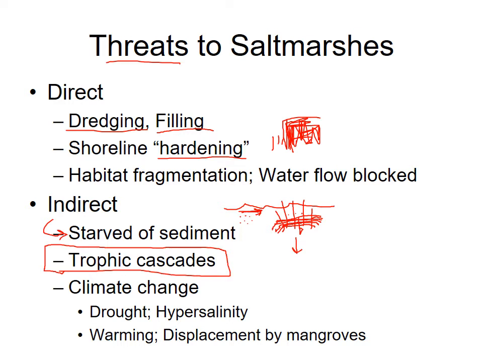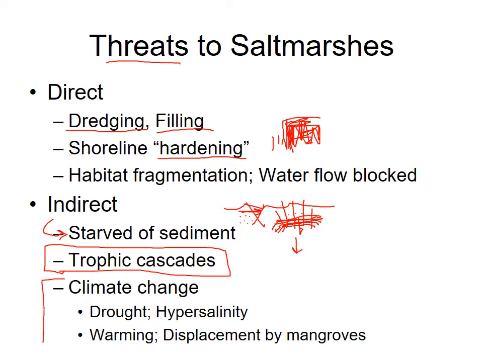And if humans do something that cuts off the flow of sediments, like channelizing a river or no longer allowing it to flood, then we can actually be causing the salt marshes to no longer grow fast enough to keep up with sea level rise, and they'll disappear due to erosion and subsidence.